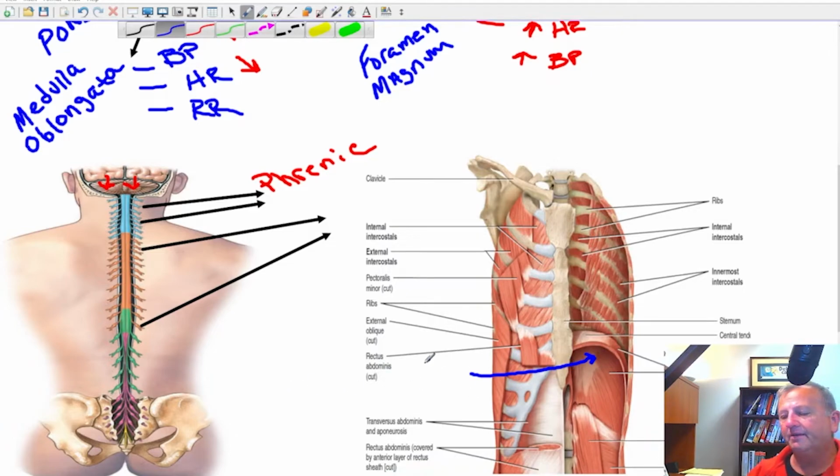So we said if you had an injury between C2 and C5, look out, because 70% of breathing comes from the diaphragm. It'd be a bad day. All right, but we have another one down here. All right, so phrenic nerve between C3 and C5.